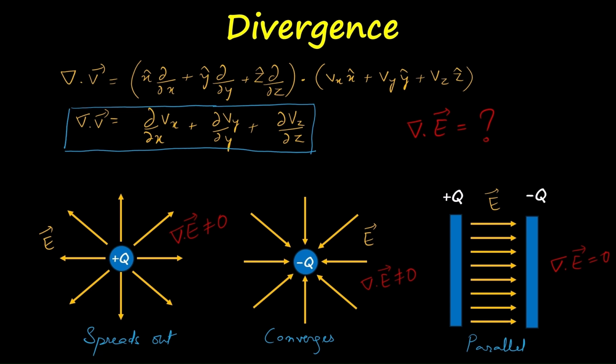Now, by convention, whenever the electric field lines are spreading out, we take the divergence value to be positive, and if it converges, we take the divergence value to be negative. So in summary, divergence of a vector gives the information of how the vector field lines are spread out with respect to a particular point. Now let us discuss what is curl.